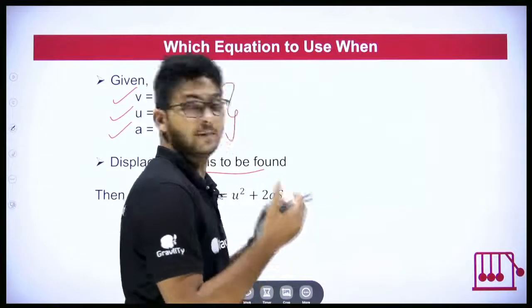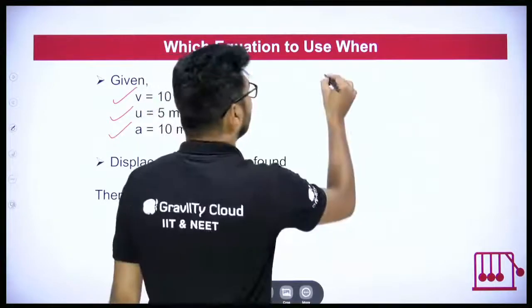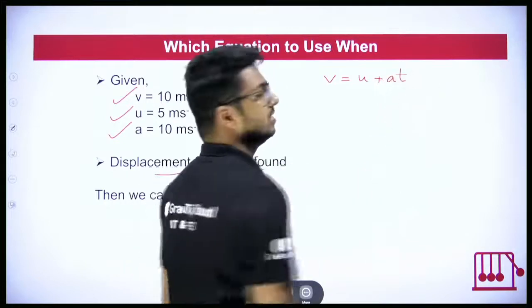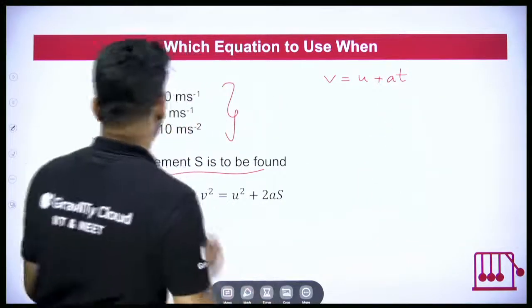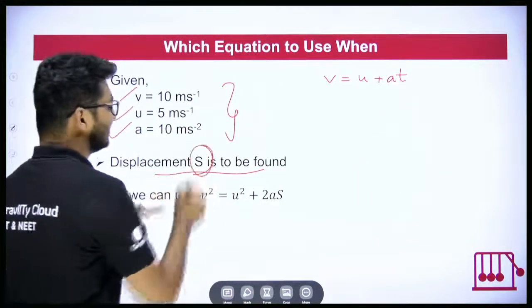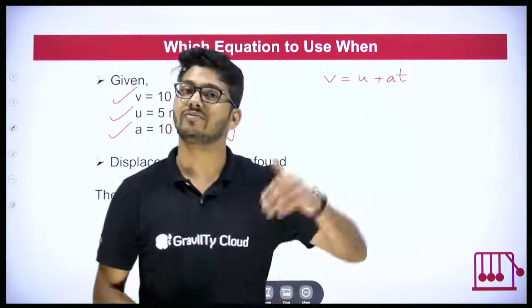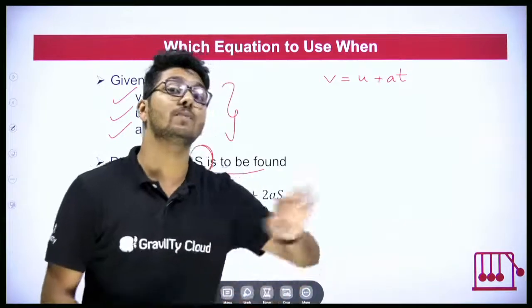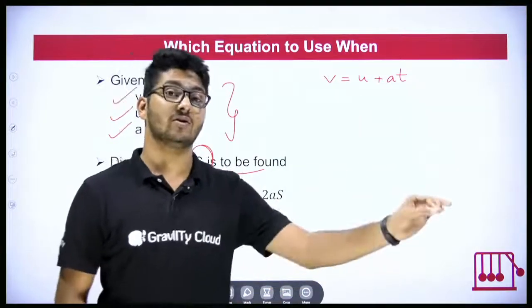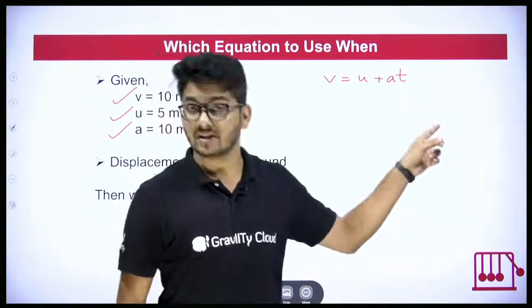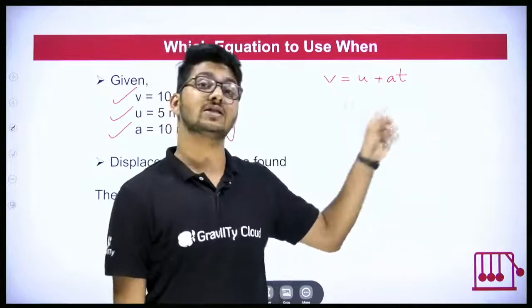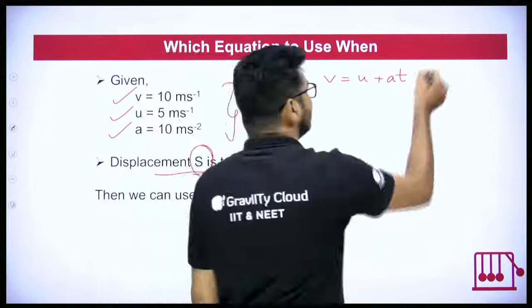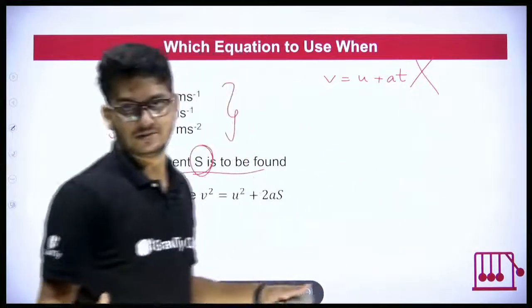You can take them down one by one. So let's say I have to find out S. I'll take the equation V is equal to U plus AT. Displacement S is to be found. If you want to find out S, then S should be in the formula. Do you have S in this formula? No, that means we cannot use this equation to find out S.